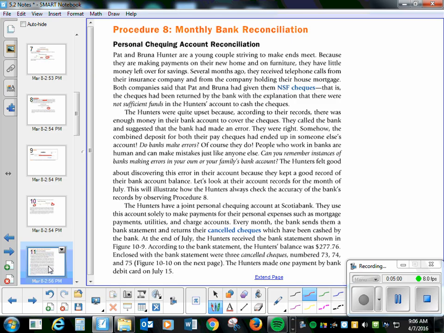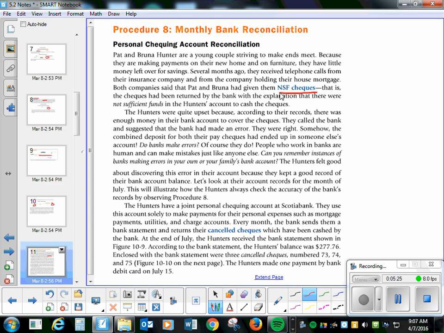Both companies said that Pat and Bruna had given them an NSF check. Now, an NSF check is a check that's been returned by the bank with the explanation that there was not enough money in the account to cash that check. The hunters were quite upset because according to their records, there was enough money in their bank account to cover the checks. They called the bank and suggested that the bank had made an error, and they were right.